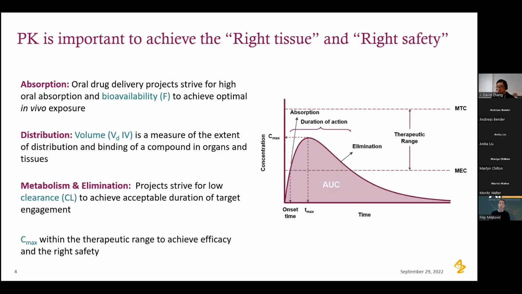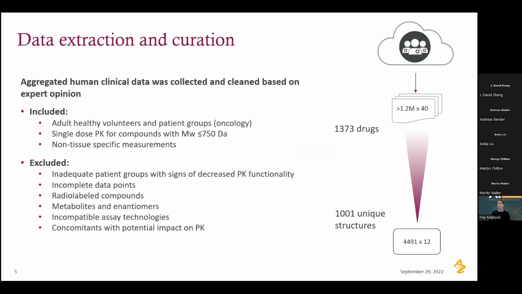And at the very end, we would like to see that the compound gets eliminated properly. And usually we measure metabolic clearance. And we aim for low metabolic clearance to have acceptable duration of the compound within the organ. At the very end, bridging between the efficacy and the safety is Cmax, which basically should be in the therapeutic range to achieve the needed efficacy, but also stay beyond the toxicology or the upper safety level.